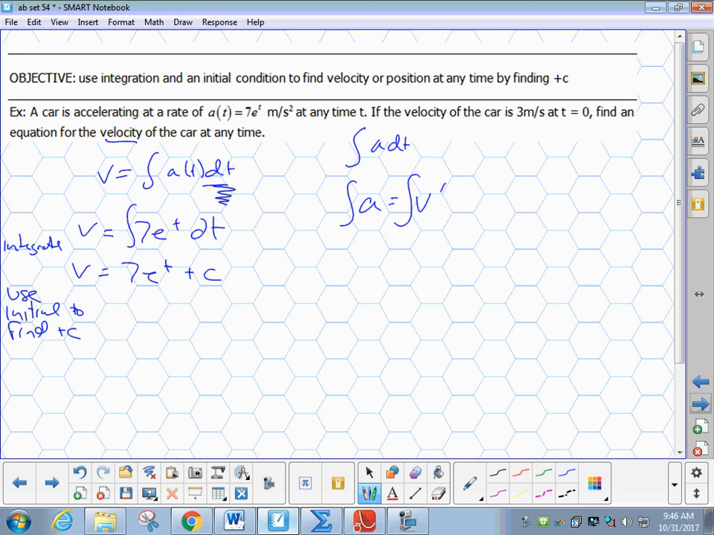Now I know that the velocity at time 0 is 3. So I can plug in for the velocity is 3, and for time is 0, and I have subbed in for 2 of the variables, leaving me with just 1, and c is what? 3 minus 7, or negative 4. So the velocity is 7e to the t minus 4.